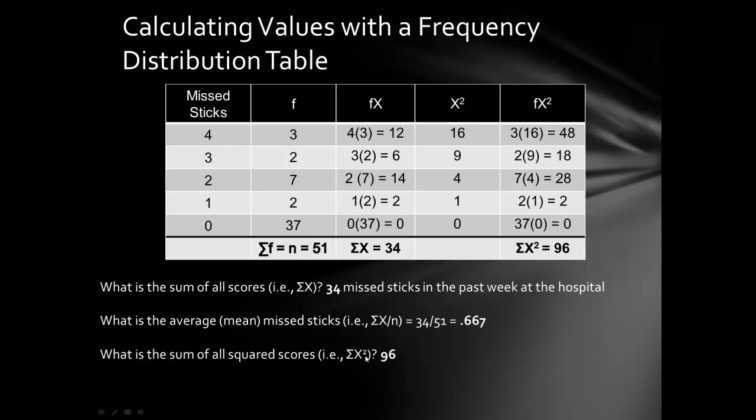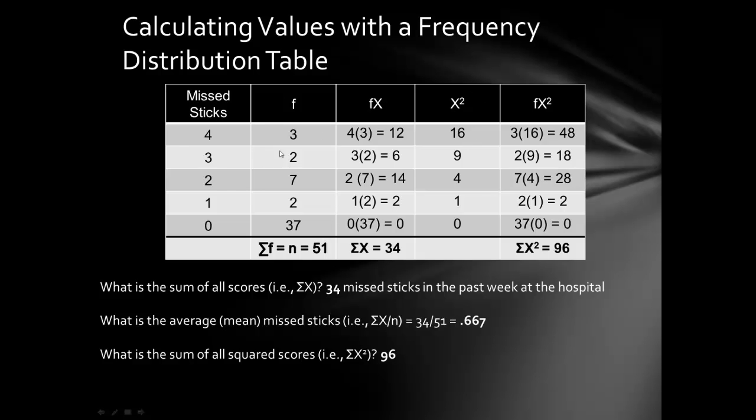And remember the order of operations. You have to take the exponent before you sum. So we have an operation where we need to take the exponent. We need to square each x value. So that creates this new column where we square each x value.